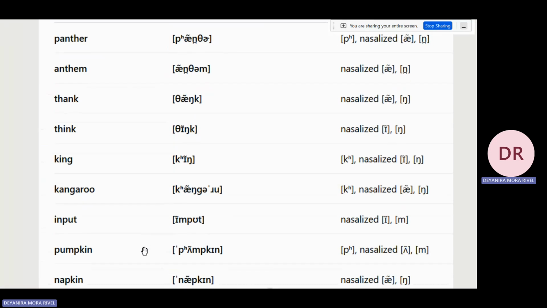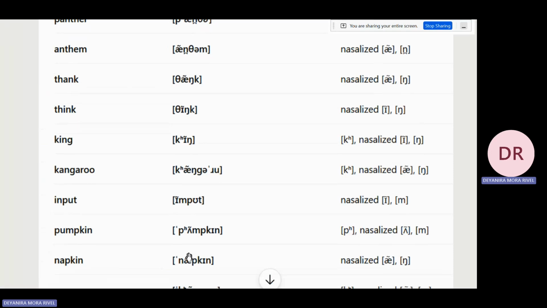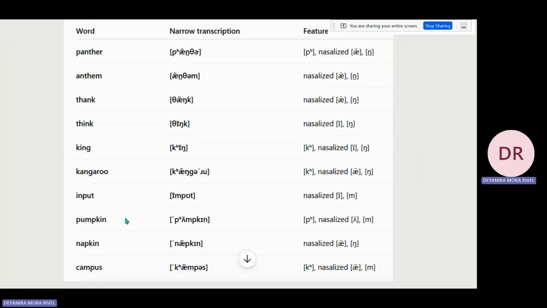In pumpkin, we have an M and we have a stressed schwa, which is going to be nasalized. And in napkin, I'm not sure if this is correct. Maybe there's, okay, let's leave this case for me to check because the N is before the vowel. And in campus, yes, before an M.